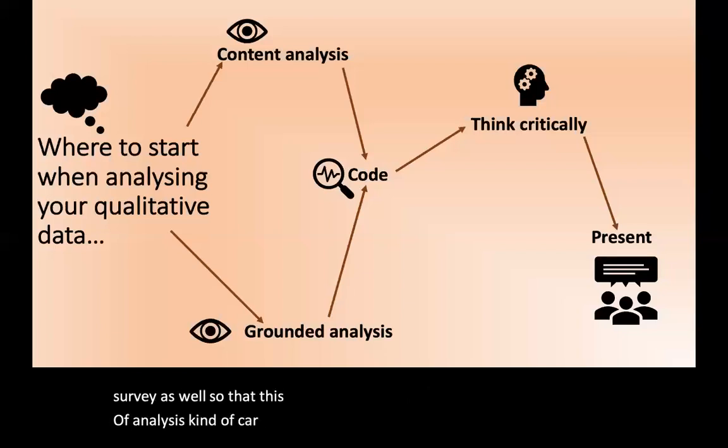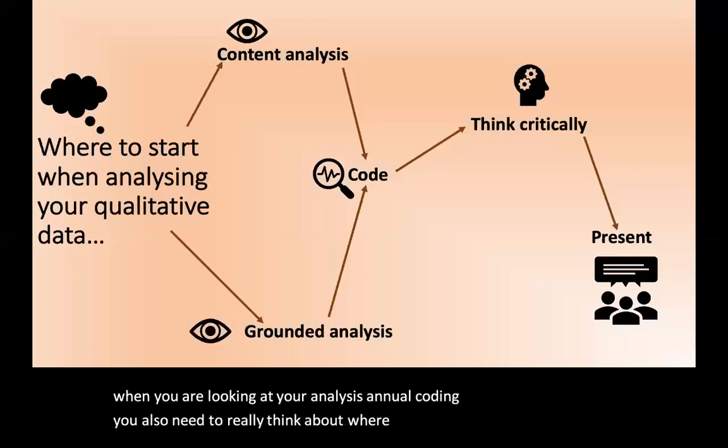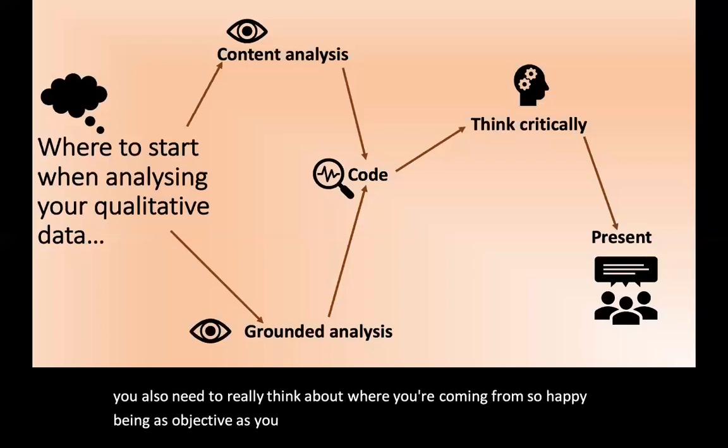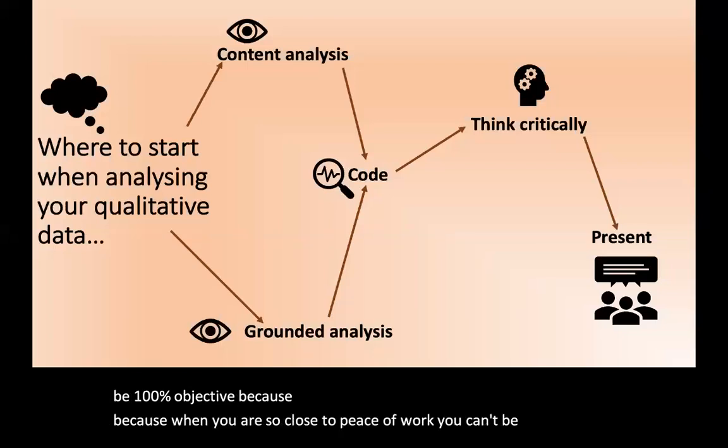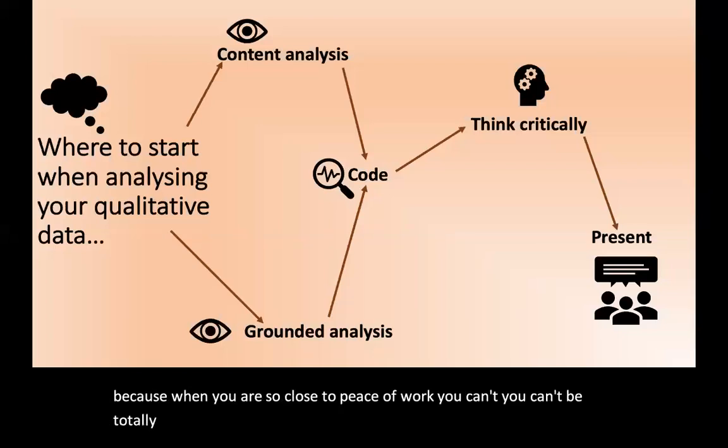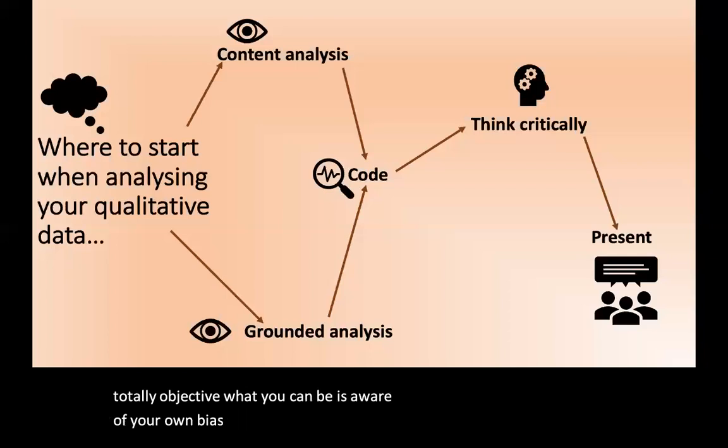When you are looking at your analysis and your coding, you also need to really think about where you're coming from. So have you been as objective as you can? No one is going to say that you are going to be 100% objective, because when you are so close to a piece of work, you can't be totally objective. What you can be is aware of your own bias and try to counteract that.